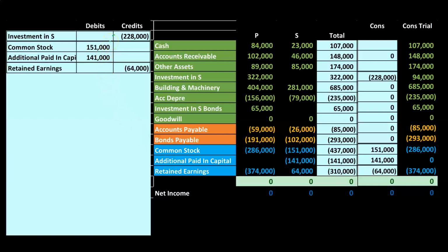Normally, if our assumptions were the same as prior presentations, in other words, if the purchase price was for the same amount as the fair value and the fair value was the book value, then this number would be the same as what was in the investment account. However, it's different now. Why? Because we had goodwill. Therefore, we're going to plug this in first. That'll leave us with the 94,000.